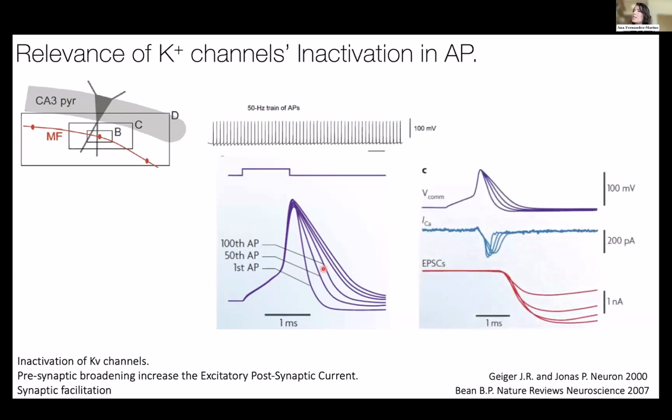And what that produces is actually an increase in the calcium current in the presynaptic bouton. And eventually, what that will produce is an increase in the excitatory postsynaptic current. So this is producing synaptic facilitation. And as you can probably guess, the reason why this presynaptic broadening of the action potential is happening is because of Kv channel inactivation.